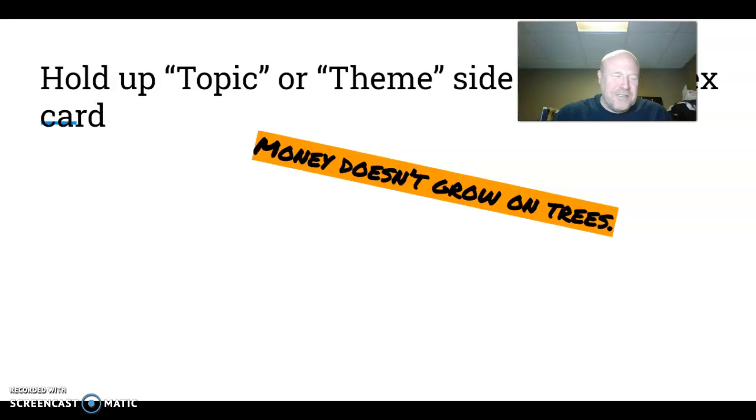Money doesn't grow on trees. I just talked about that and gave it away. Money doesn't grow on trees is a life lesson. You can apply that to multiple situations. It's a piece of advice. Family. Family is a topic. There is no lesson there. That's just the topic.